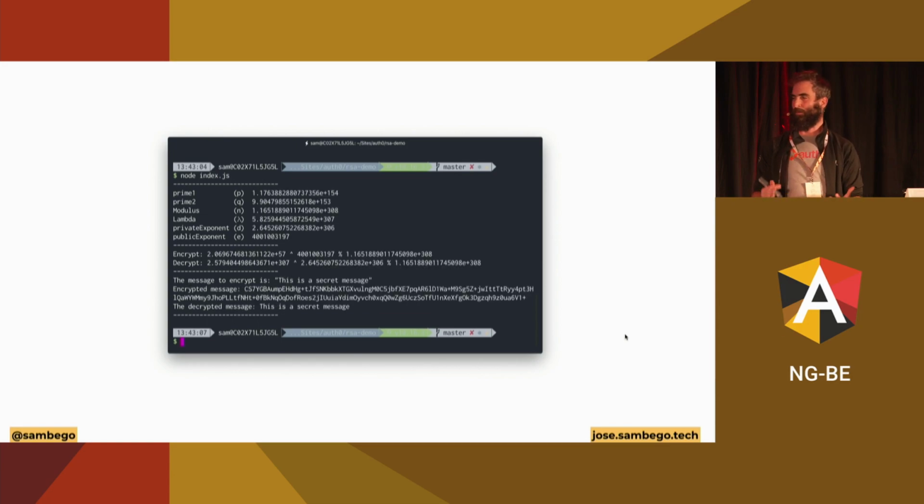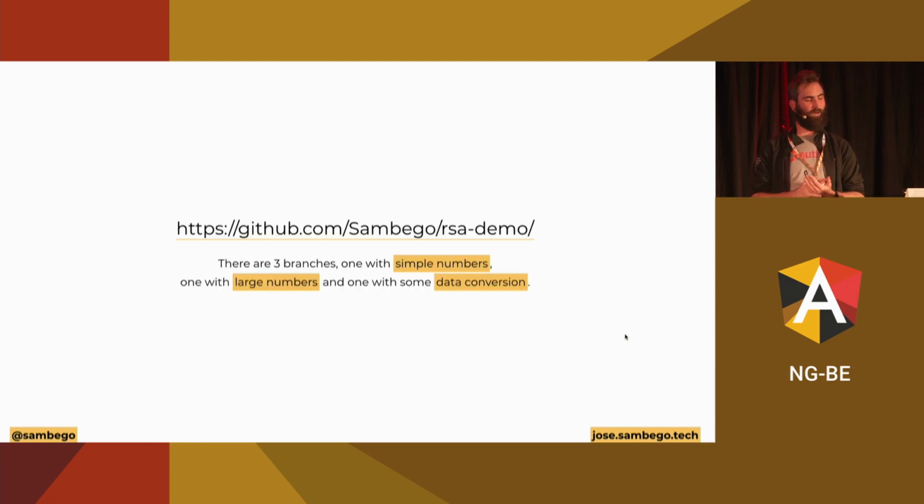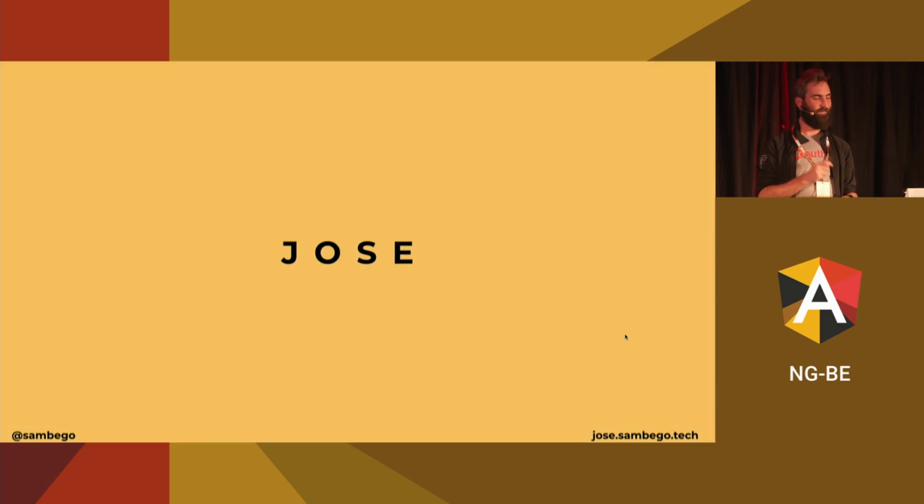But if we use real big prime numbers, these ones are like with 154 digits and more than 300 digits, that's when you get to the real way of doing encryption and decryption with RSA. This is just for demo purposes. There's a link to my GitHub, which has a few branches that do all of this a bit more complicated, starting with small prime numbers and going to an example with data conversion. It basically implements RSA in a few lines of code if you want to know more about how it actually works under the hood. Don't use this in production.